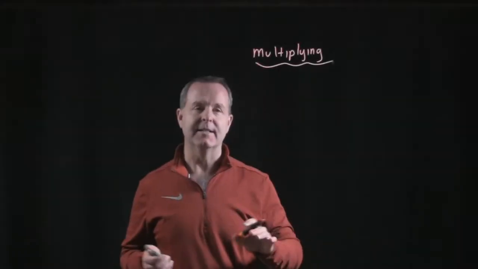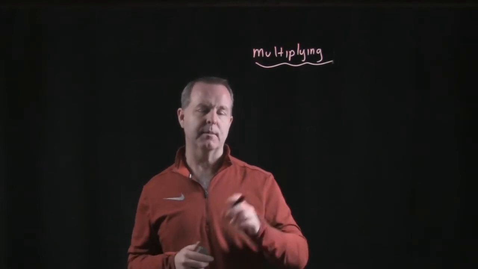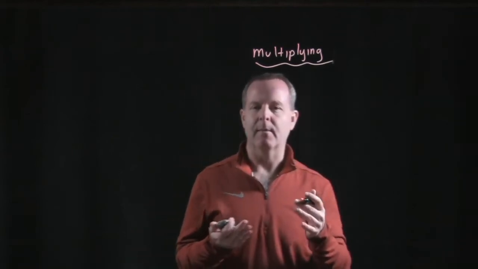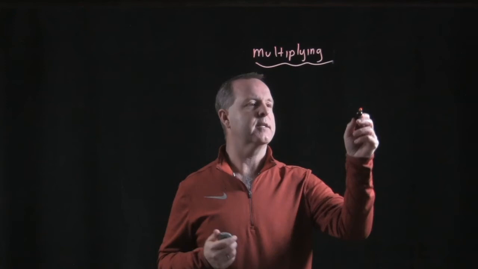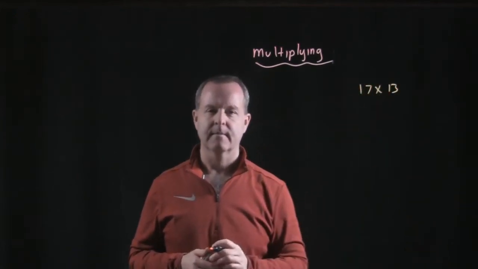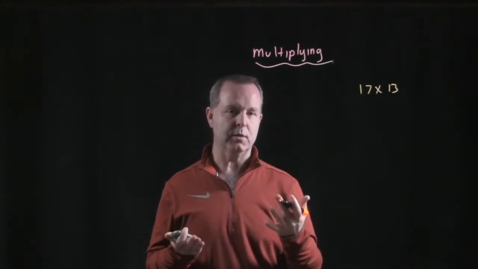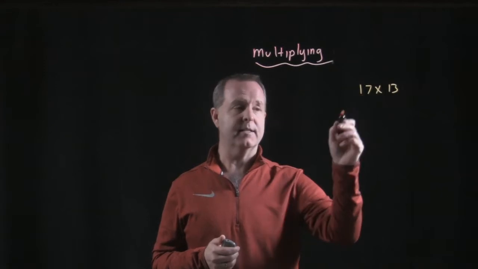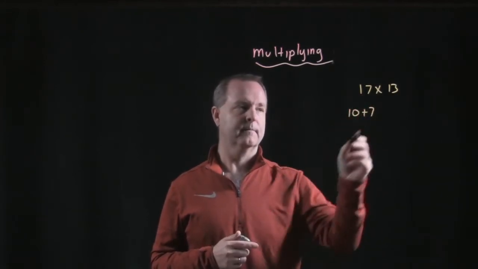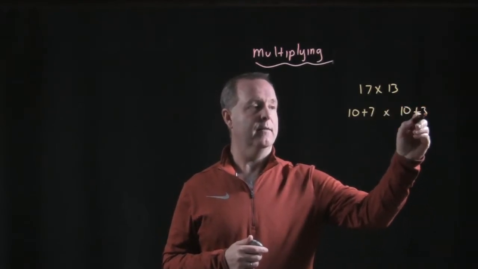A common situation we're going to see is we want to multiply, maybe, a binomial times a binomial. To introduce this, I want us to remember how some of us learned to multiply, for example, 17 times 13. Some of us learn to do this not through the algorithm, but through a visual way. 17 is the same thing as 10 plus 7. 13 is the same thing as 10 plus 3.